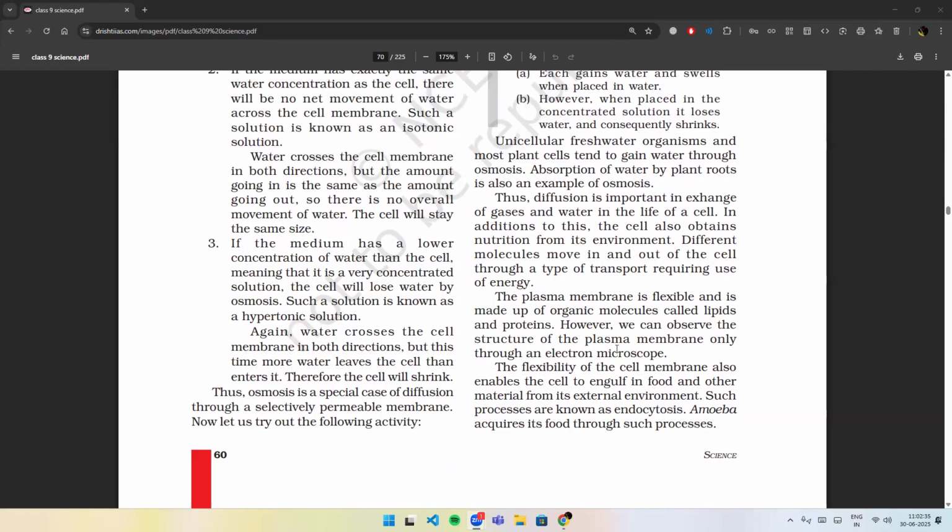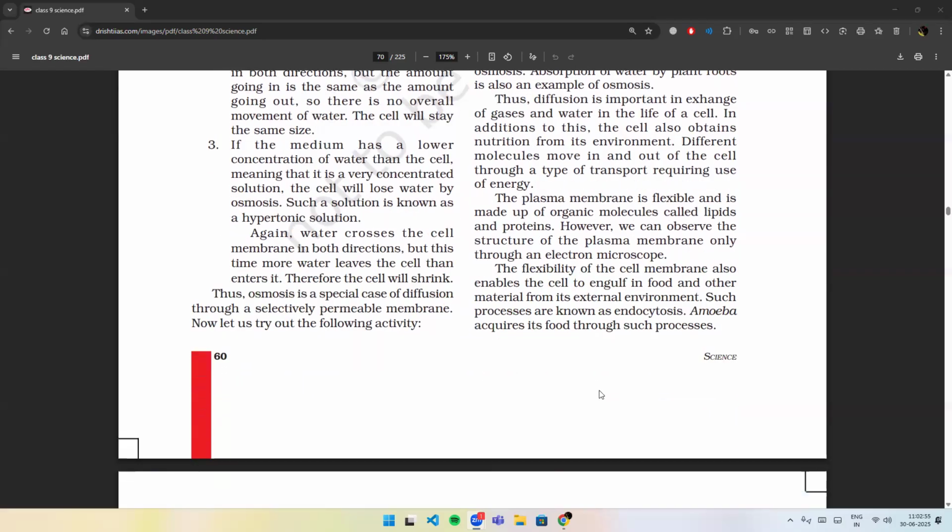Thus, diffusion is important in exchange of gases and water in the life of a cell. In addition to this, the cell also obtains nutrition from its environment. Different molecules move in and out of the cell through a type of transport requiring use of energy. The plasma membrane is flexible and is made up of organic molecules called lipids and proteins. However, we can observe the structure of the plasma membrane only through an electron microscope.